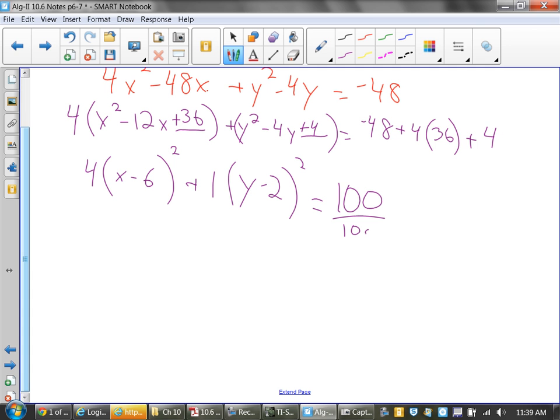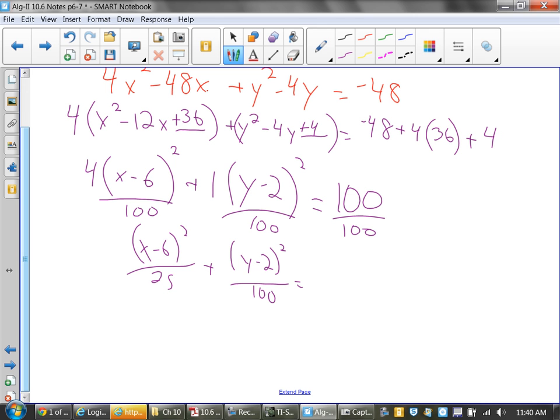Divide everything by 100. And we have x minus 6 quantity squared over 25 plus y minus 2 quantity squared over 100 equals 1. And again, this is obviously an ellipse. We just need to figure out if it's stretched up and down or stretched left and right. So we look at our calculator.